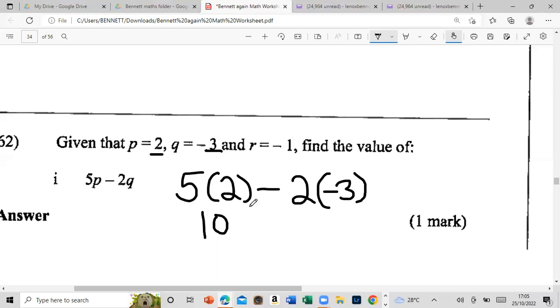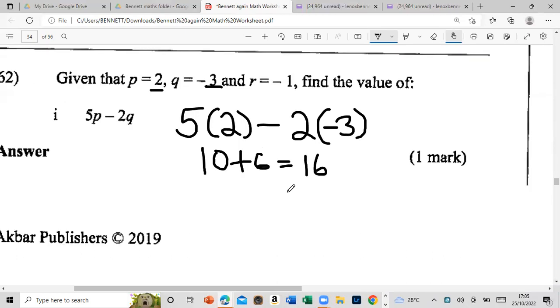Negative 2. Either way, I'm going to show you two ways you can do this. You can just say negative times a negative, that's positive. So you get 6. This is another way that you can look at it. I know some persons actually look at it this way. So let me just show you.